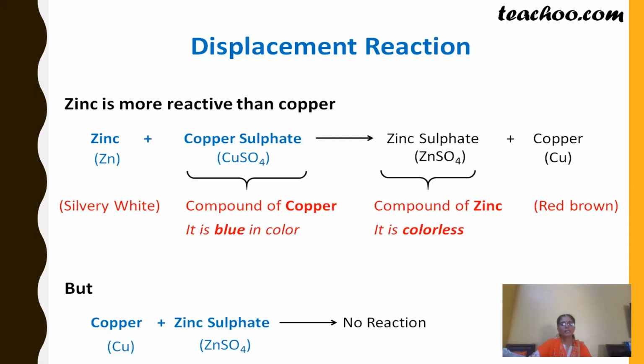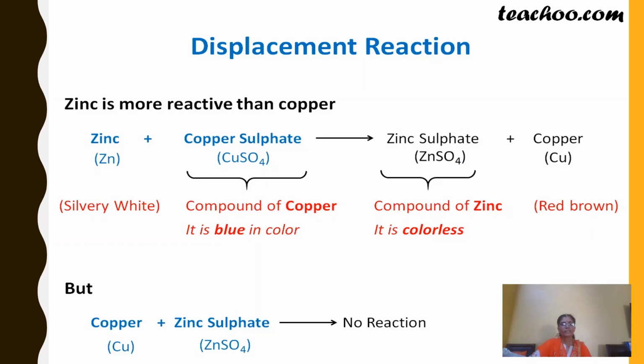That is, zinc sulfate is a colorless solution, and we can see that brown color deposits on the bottom of the test tube. But what will happen when copper is placed in zinc sulfate? There will be no reaction. What is the reason behind it? Because copper is less reactive than zinc.